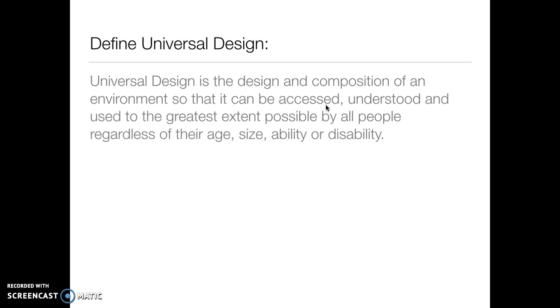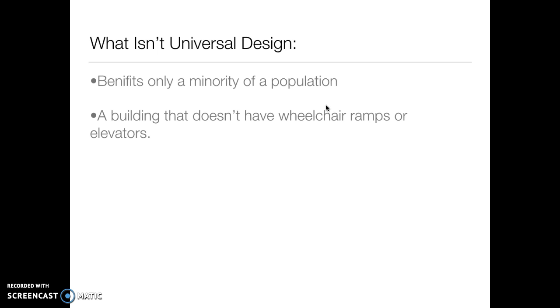So first, to define universal design, it is the design and composition of an environment so that it can be accessed, understood, and used to the greatest extent possible by all people regardless of their age, size, ability, or disability. Some examples of what isn't universal design would be that it benefits only a minority of a population rather than the majority. Another example would be a building that doesn't have a wheelchair ramp or elevators when there's stairs but no wheelchair ramp.